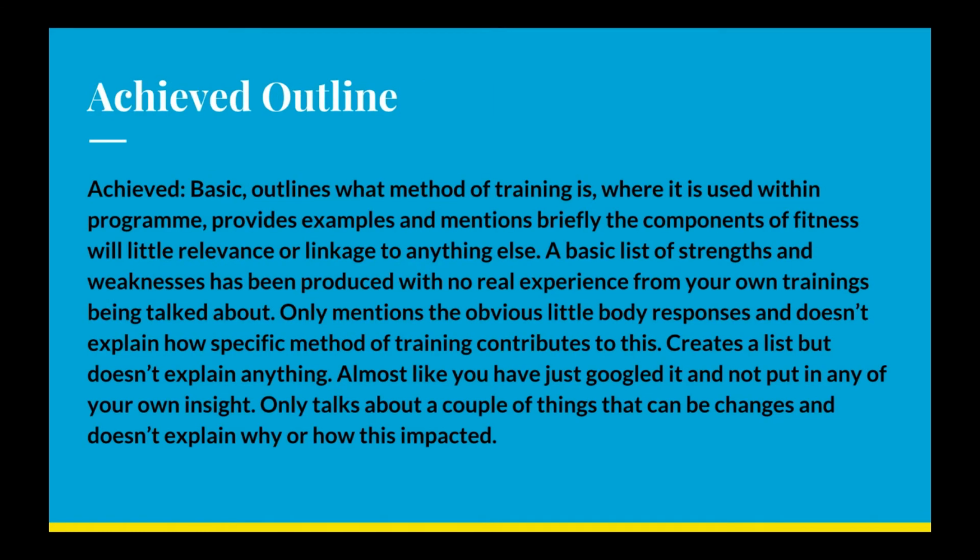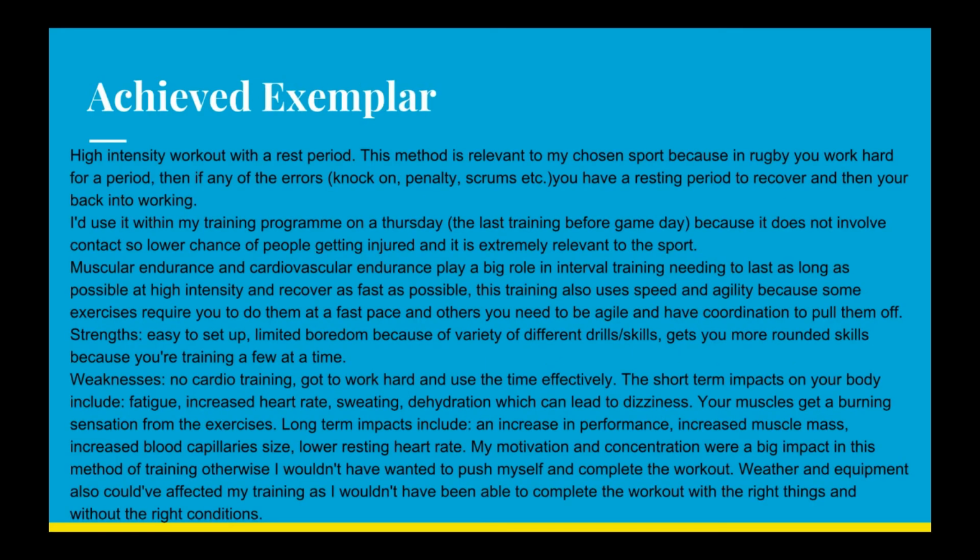So to get an achieved, you need to basically outline what the method of training is, where you used it, a couple of examples, and briefly mention the components of fitness or link to something. Okay, you might mention a couple of strengths and weaknesses, but this will just be a list and be very brief. In terms of body responses, this would be limited and it doesn't explain these, and it's more like a list. Almost like you've Googled it and not put any of your own insight in, and it only talks about a couple of things that can be changed. Okay, so here's an example of an achieved exemplar, so pause the video and have a read through on what an achieved looks like.